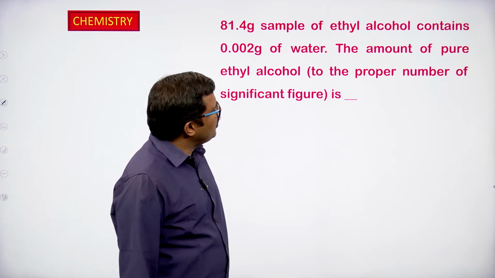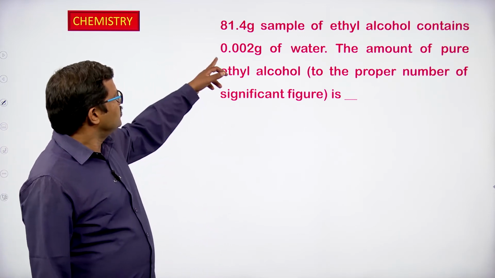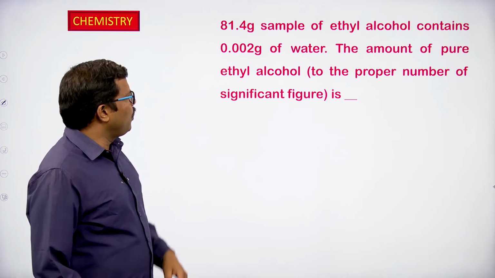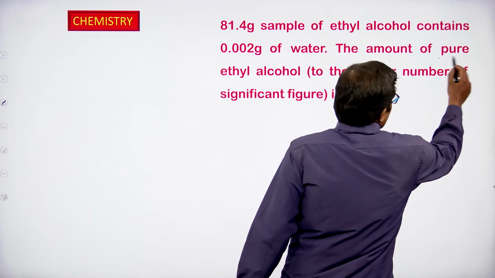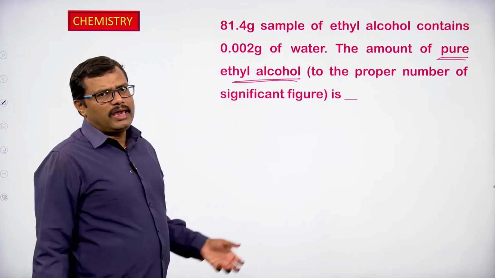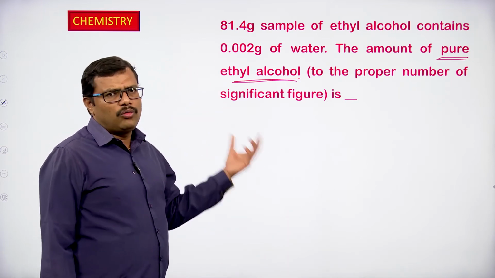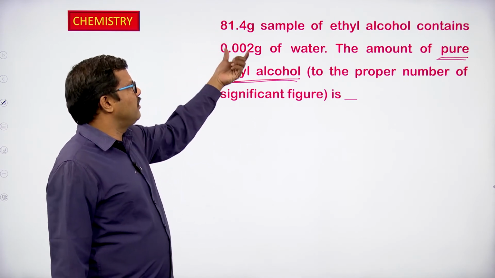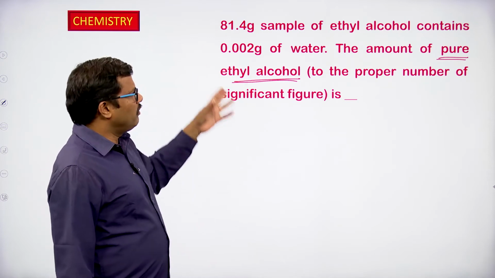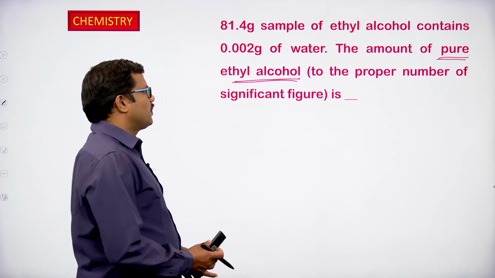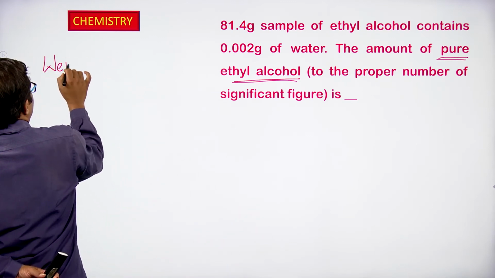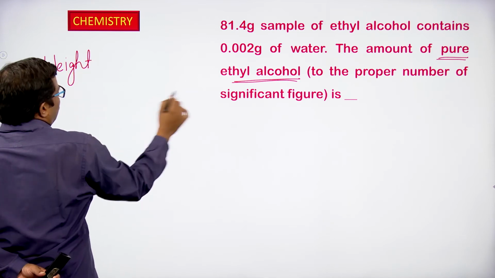An 81.4 gram sample of ethyl alcohol contains 0.002 grams of water. The amount of pure ethyl alcohol is what we have to identify. Okay. So, as a sample we have both alcohol and water. In that case, the total weight is given, and the water weight is also given. So, what we have to take is the weight of ethyl alcohol, right. So, here the weight of ethyl alcohol we can calculate by subtracting the weight of water from the sample.